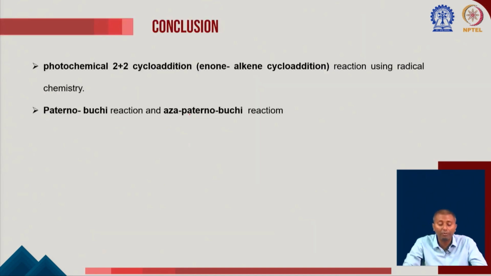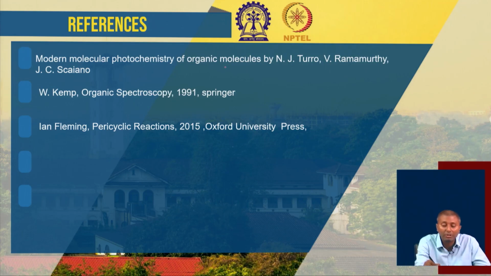So what has happened in this part? I have talked about the photochemical 2+2 cycloaddition. I talked about the enone and alkene cycloaddition. At the beginning I talked about the Paterno-Buchi reaction, the aza-Paterno-Buchi reaction. At the end I talked about the di-pi-methane rearrangement. And actually there are important reference books. You should definitely get these books by Nicholas Turro. It's a very good book for photochemical reactions. And then there are some other references.